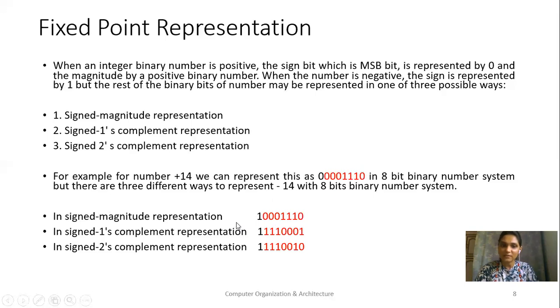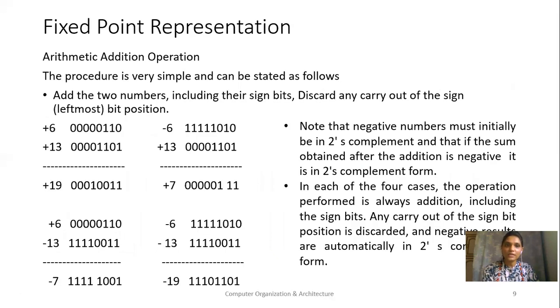The first method is sign magnitude, then the 1's complement method and the 2's complement method. In all 3 methods, the sign bit is 1 to represent that your number is negative. Next we will see one arithmetic example for a fixed point representation.